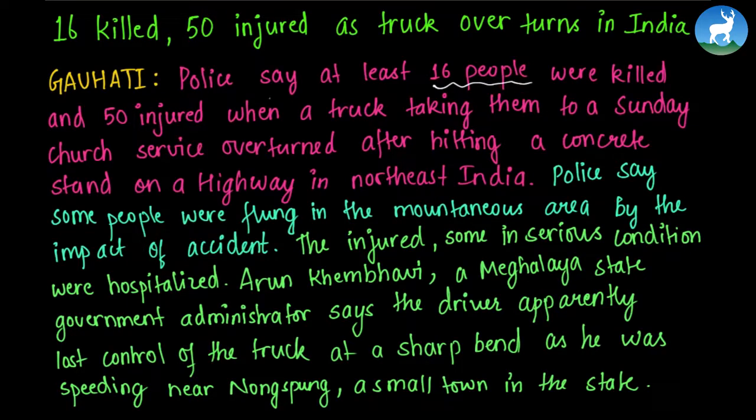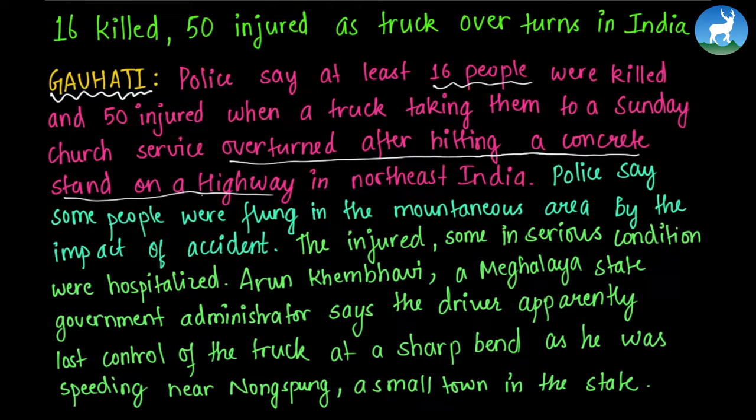So what happened? Police say at least 16 people were killed and 50 injured when a truck taking them to a Sunday church service overturned after hitting a concrete stand on a highway in northeast India. So this answers what happened. And where did the event happen? The place is given here. So how is also answered in this paragraph. The answer for how is a truck taking them to Sunday church service overturned. So overturning of the truck after hitting a concrete stand on a highway is the answer for why. And where? We have the answer for where, and it's highway in the northeast India.